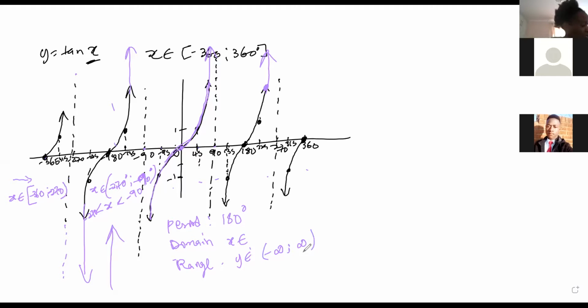So that is that. What else is missing here? We've got the domain and the period and the range. Yeah. Okay, so that is the tangent graph.